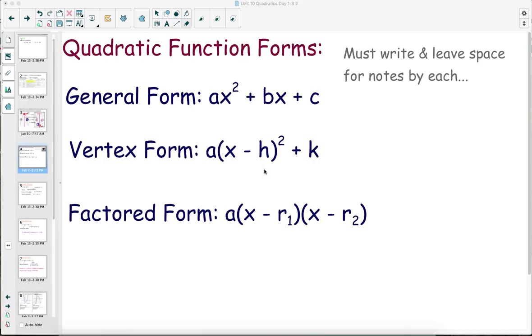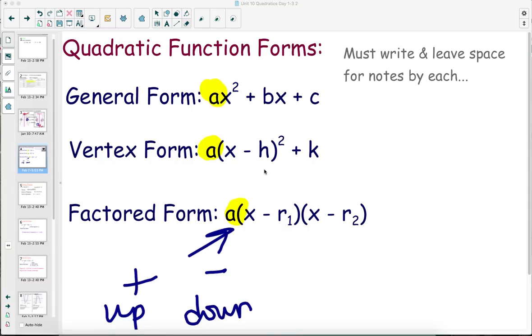All right, these are the three forms of a quadratic. The first thing we always want to look at is that number in front. The number in front determines whether it opens up or down. If the a is positive, it opens up. If the a is negative, it opens down, for any of the three forms.